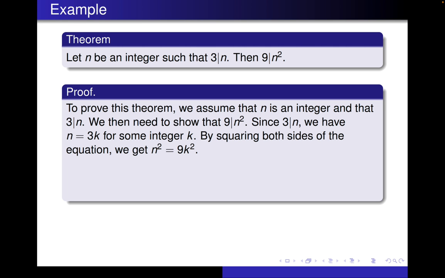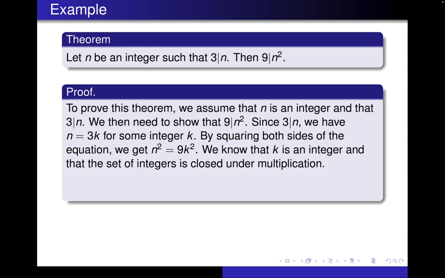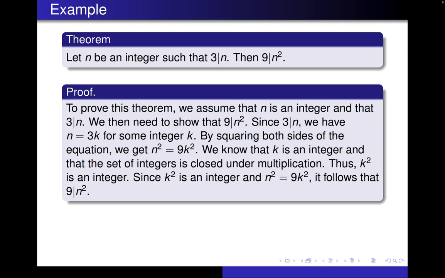Right? Now, once we got there, remember we were worrying about closure issues. We know that k is an integer and that the set of integers is closed under multiplication. We're setting up our reader, letting them know that we're going to use closure under multiplication. Thus, k squared is an integer. Yay, k squared is an integer. Since k squared is an integer and n squared equals 9 times k squared, it follows that 9 divides n squared. Again, we're using the definition of divisibility.